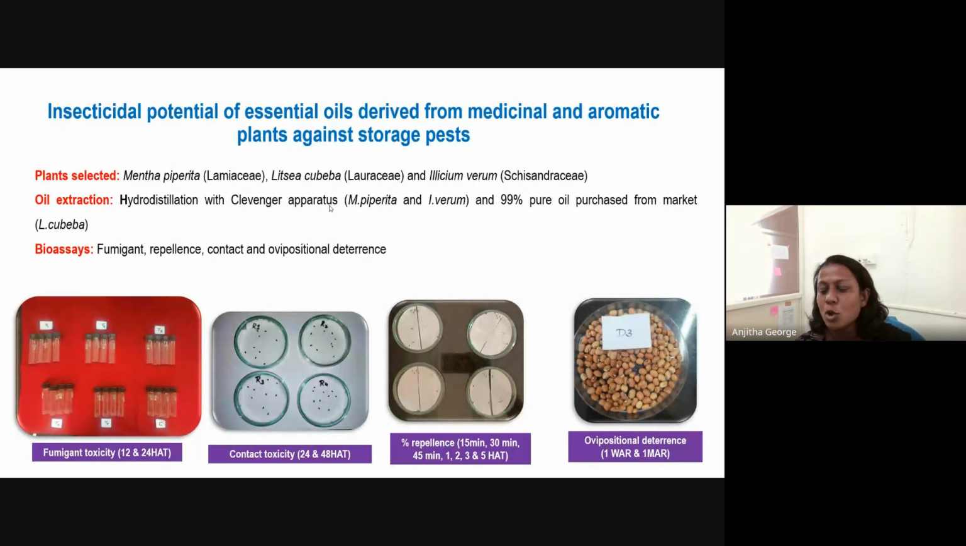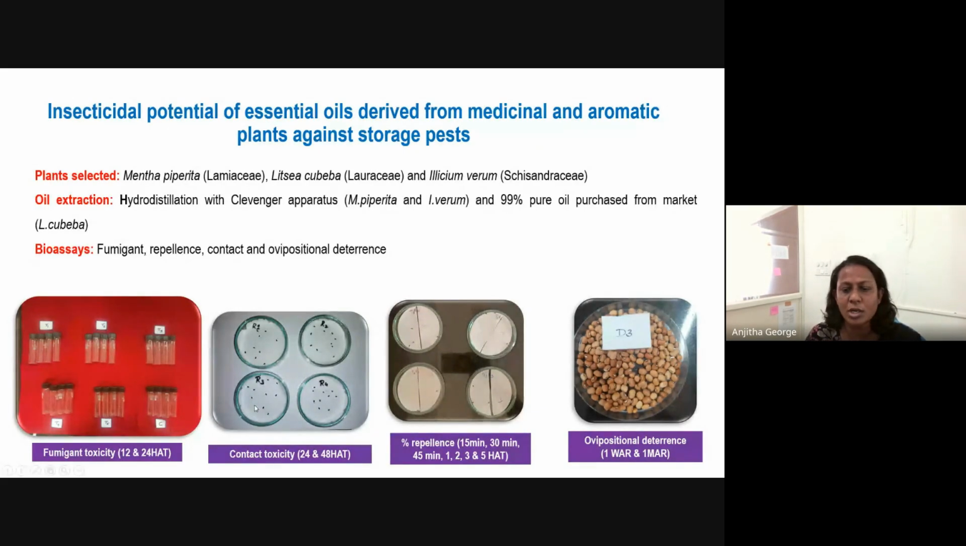And the fourth one is ovipositional deterrence, so it will prevent the insects from laying eggs. This is a small preliminary study that we conducted at our regional station. The 3 plants we selected are mentha, that is peppermint, Litsea cubeba, a Chinese plant, and star anise seeds. We extracted the essential oils using the hydrodistillation method, and that oil we used for the study.